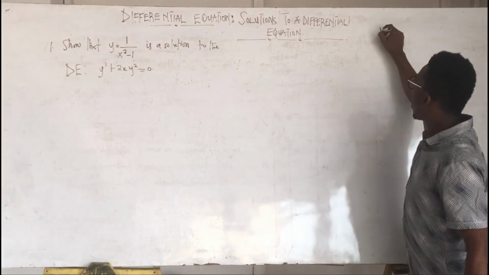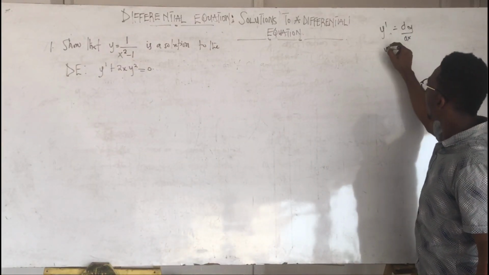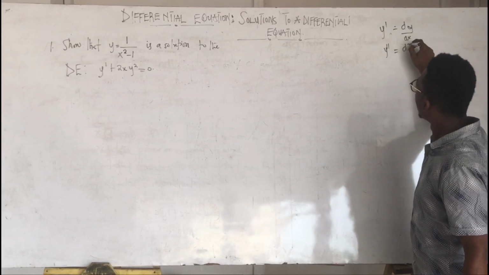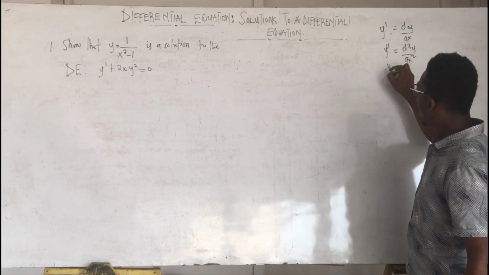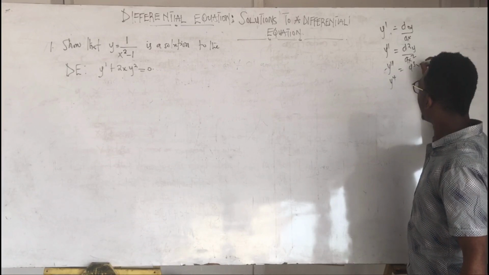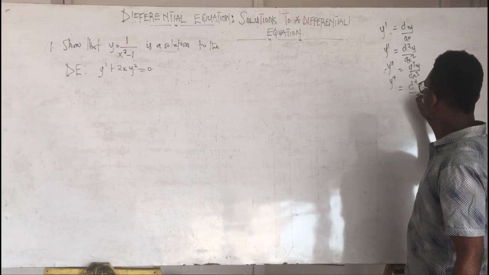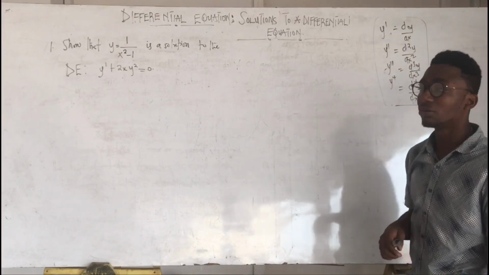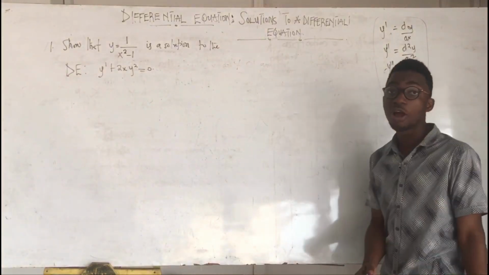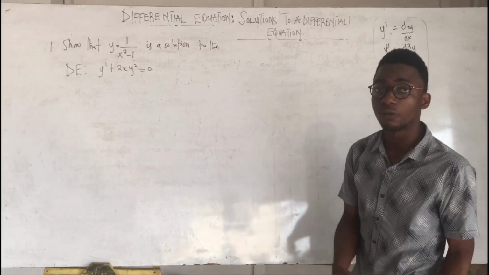Please take note of this tip. Anytime you have y prime, it is the same as dy/dx. If you have y double prime, it is d squared y over dx squared. Y triple prime is d cubed y over dx cubed, and y with exponent 4 is d to the 4 y over dx to the 4. So this is the higher derivative, and we just use the y prime simply to identify it. Put this in your head so that in other videos you will not be confused.